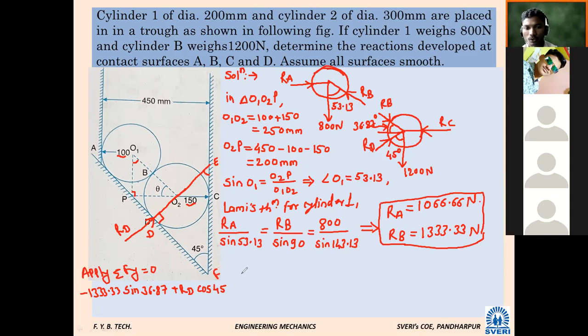What about 120? Plus or minus? Minus. It will be minus because it is going towards the negative y-axis. From this equation, is it possible to calculate RD, the reaction at D? Only RD is unknown. All other terms are known. Calculate RD first.